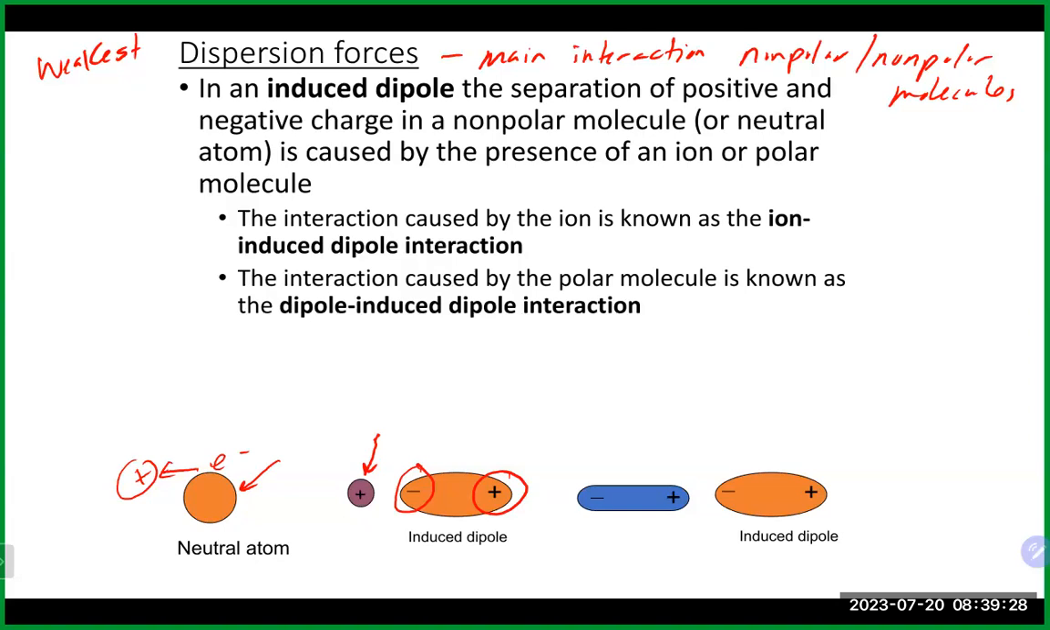And now that this normally neutral, nonpolar atom has a separation of charge, it gives these two a way to interact with each other, the positive ion and the negative side of the atom. It is weak because as soon as that ion moves away, the electrons are going to flop back and it's going to break apart. The same thing happens with what is known as a dipole-induced dipole. If you have a polar molecule, same thing is going to happen. It's going to bring those electrons towards the positive side of it, and it is going to give them a way to interact with each other.